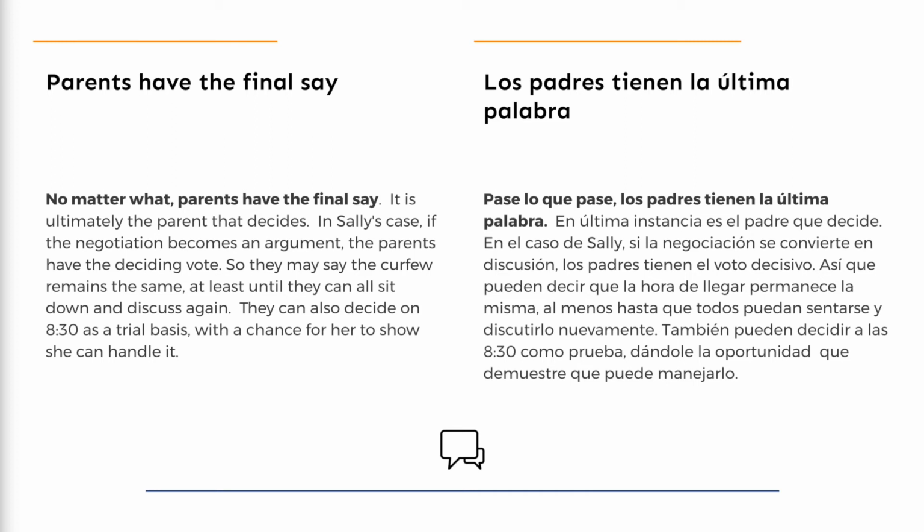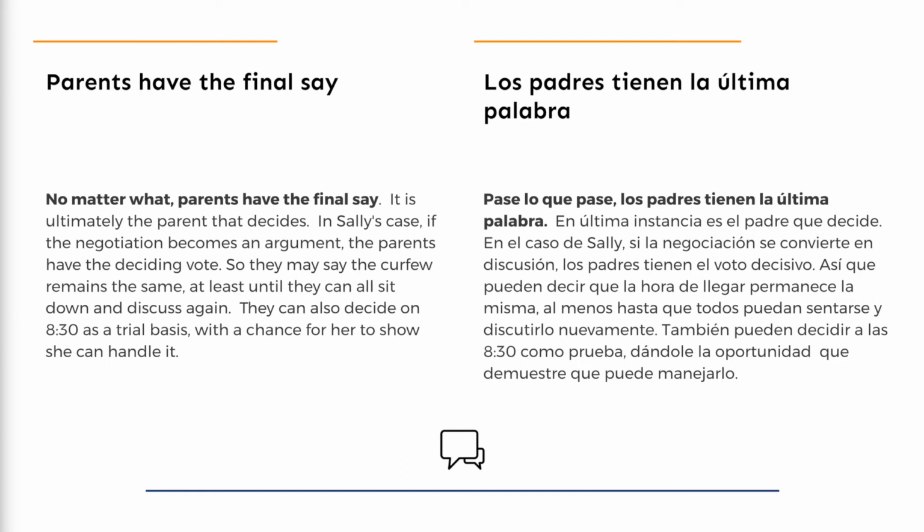Parents have the final say. No matter what, parents have the final say. It is ultimately the parent that decides. In Sally's case, if the negotiation becomes an argument, the parents have the deciding vote. So they may say the curfew remains the same, at least until they can all sit down and discuss again.